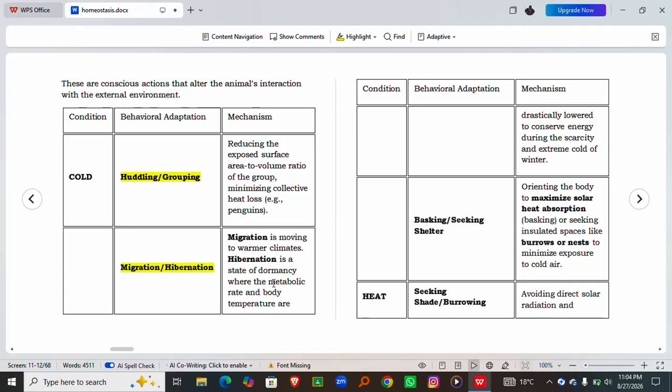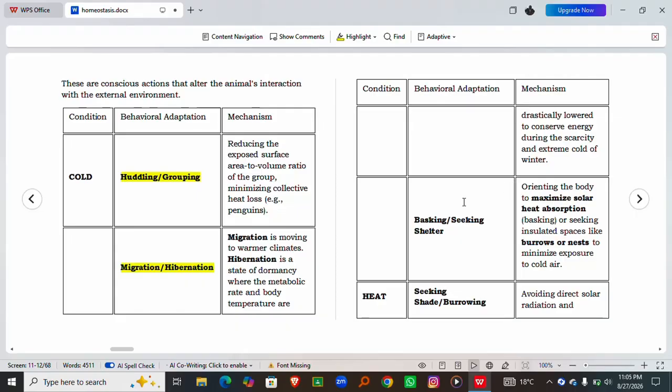Another thing is hibernation. It is a state of dormancy where the metabolic rate and the body temperature are drastically lowered to conserve energy during scarcity and the extreme cold of the winter. Organisms make themselves inactive. They become dormant. Some of them can even burrow themselves. They become metabolically inactive, and you find that in so doing, they conserve the little energy they had, and it helps them not to lose a lot of heat.